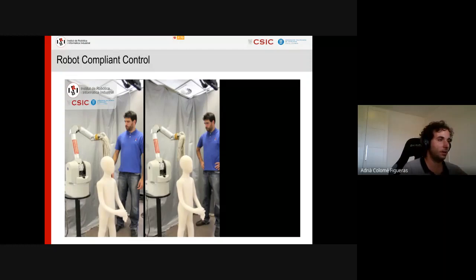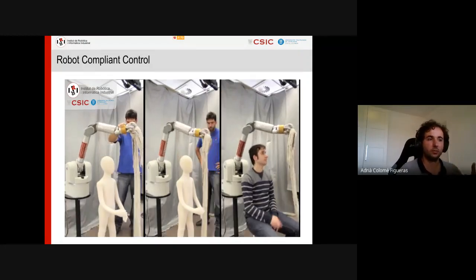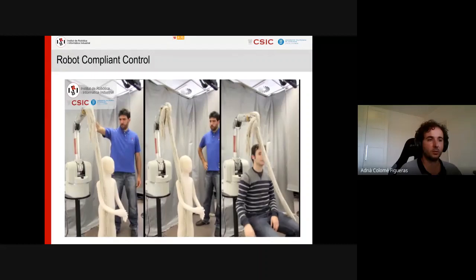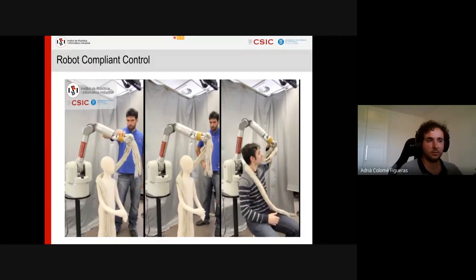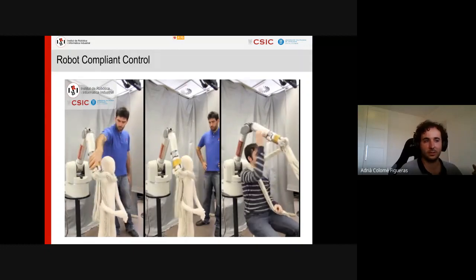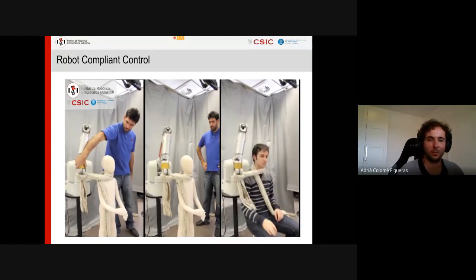So here on the left we'll see Sergi, who's teaching the robot to put the scarf around the mannequin's neck, and then the robot is encoding this and reproducing it. And on the right we'll see how this is done in a human. So using this kind of control allows us, for example, to interact with a human with the robot, sorry. And you can see that it gives a safer feeling. And so far we have tested this hundreds of times and nobody got hurt yet.